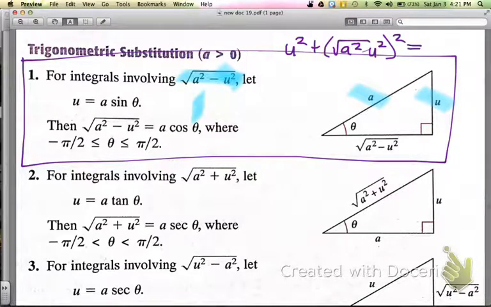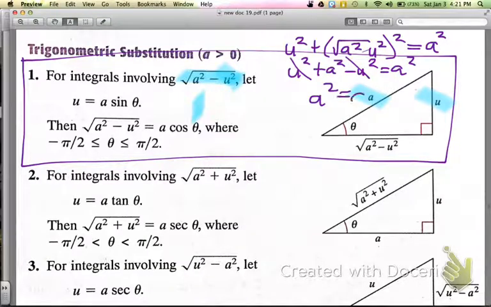equals a squared. And when I simplify all that out, I get u squared plus a squared minus u squared equals a squared. And then the u squareds cancel and you get that a squared equals a squared. So the way that they've set up this triangle does work in the Pythagorean theorem, and that's why we're going to be using it.